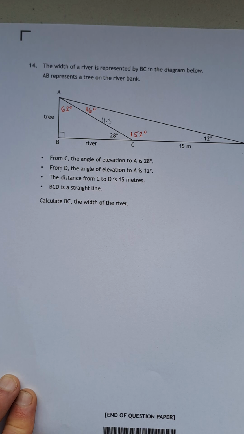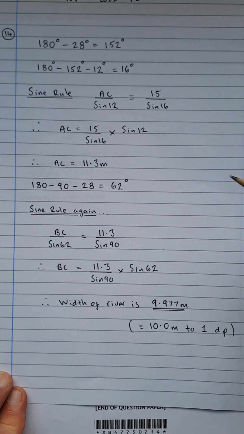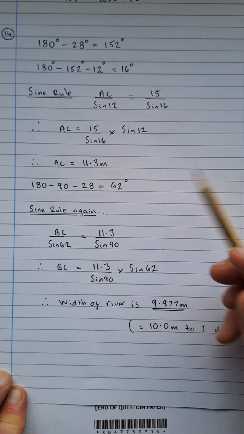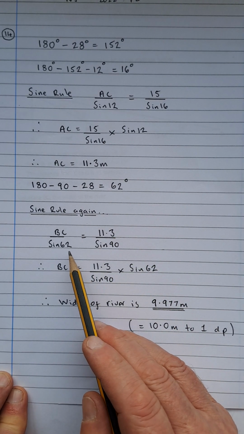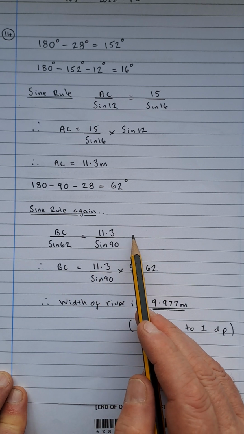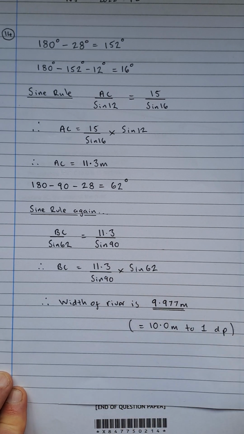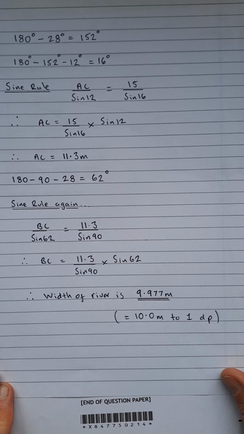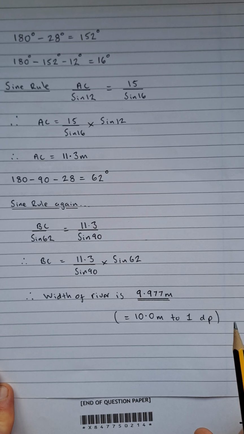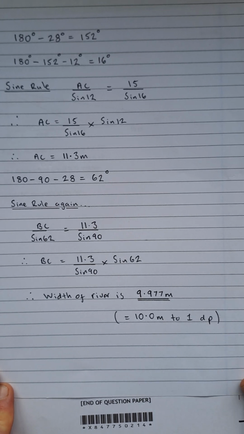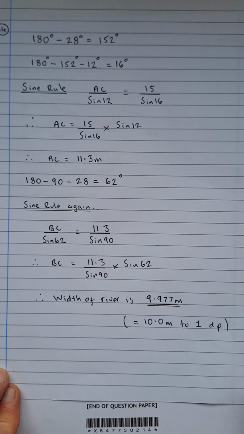Back to the working here. So BC over sine 62 is 11.3 over sine 90, as I said. And exactly the same manoeuvre as in the previous sum, we move the sine 62 up there. And we have 11.3 divided by sine 90 times sine 62. And that ends up being the rather awkward 9.977 meters, which you can round off to 10.0 meters to one decimal place. And there is the sum done.